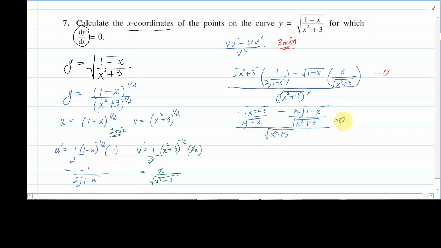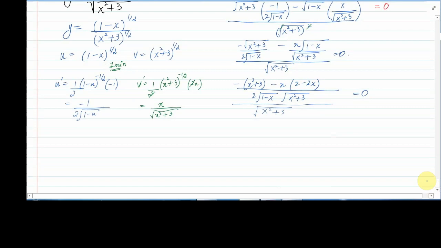Alright, now we can take the LCM in the numerator, and that will be 2√(1 − x)√(x² + 3). So minus this, x² + 3 multiplies with x² + 3, so root and root cancel, it will be only x² + 3 minus x. This √(1 − x) multiplies with 2 times √(1 − x), so that will be 2 − 2x, right? And the denominator is still the same, that is x² + 3, equals 0.